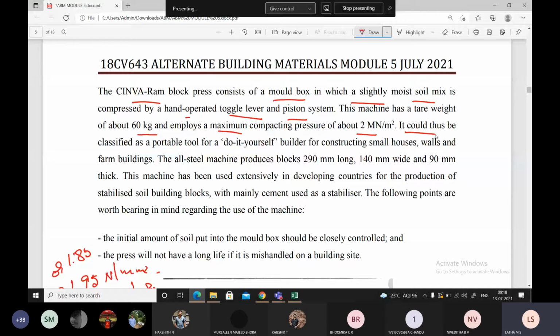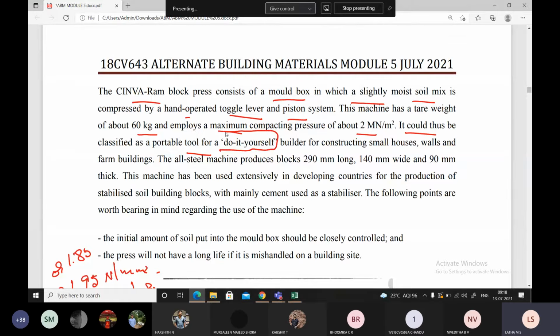So it could thus be classified as a portable tool. Do it yourself. Earlier, a long time back, it was called do it yourself. You can purchase it at home and keep it. It hardly costs you some 50,000, students. You can make a number of bricks out of it. You can construct small houses, walls and farm buildings. Such farm buildings we can see, our management has taken up this type of construction in their farmhouses. Also small houses and all that you can see here. This can be used as a load bearing wall source.